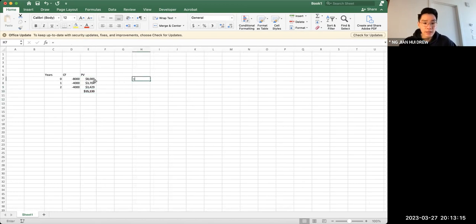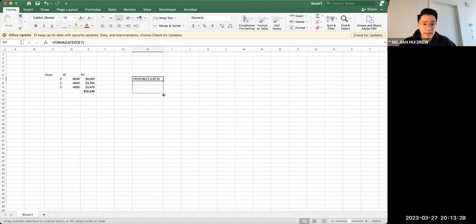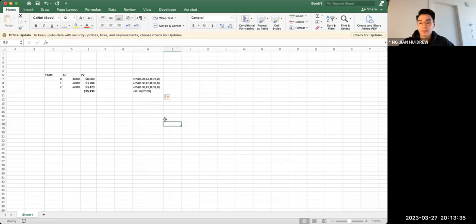I'm just going to put in the formula text. So formula text basically gives you the formulas that are being used for the answers here. All right, so in case you missed out, these are the formulas that are given here. Everyone's good?